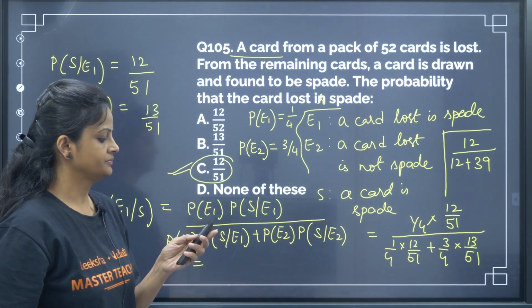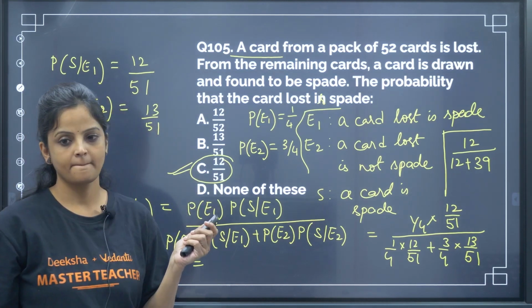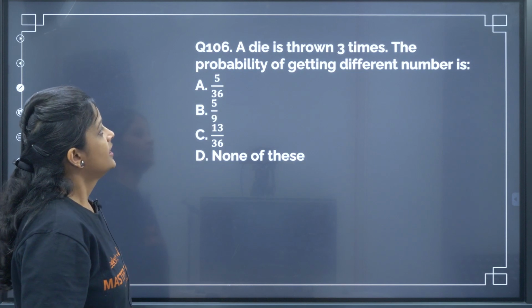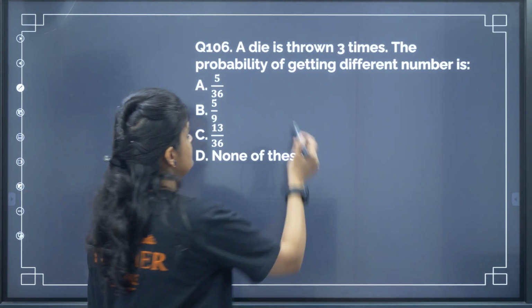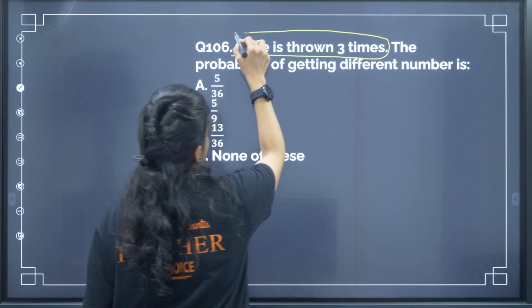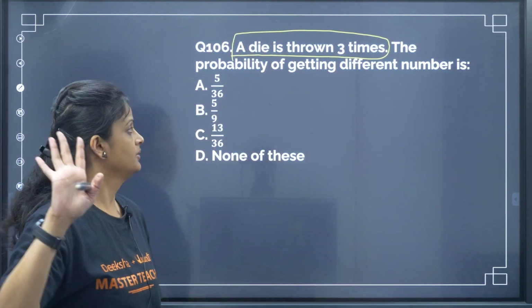12 by 51. Okay. Next question. A die is thrown 3 times. When you are throwing a die 3 times, you should know what the sample space is. Okay, keep it with you.